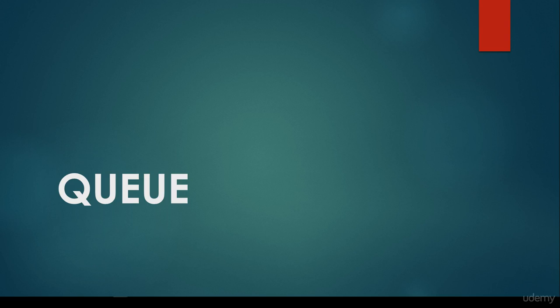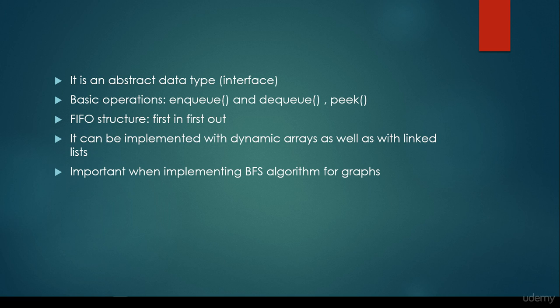Hi, in this video we are going to talk about the queue abstract data type, so let's get started. So basically a queue is an abstract data type, or in Java it is an interface.